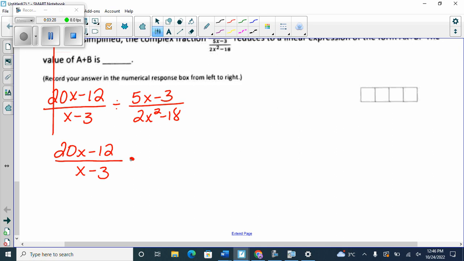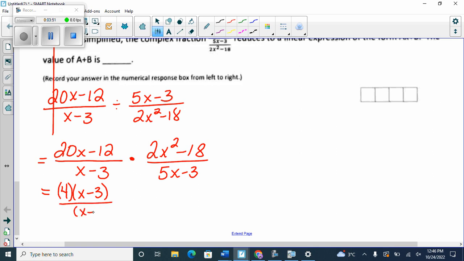Okay, so we have a 2x squared minus 18 over 5x minus 3. Then I go to every numerator and every denominator and see, can I take out a GCF or a difference of squares? The left one, I can take out a left numerator, I can take out a 4, and I'm left with x minus 3. The denominator, I have an x minus 3. The top, I can take out a 2, and I'm left with x squared minus 9. And the bottom right, I'm left with 5x minus 3.